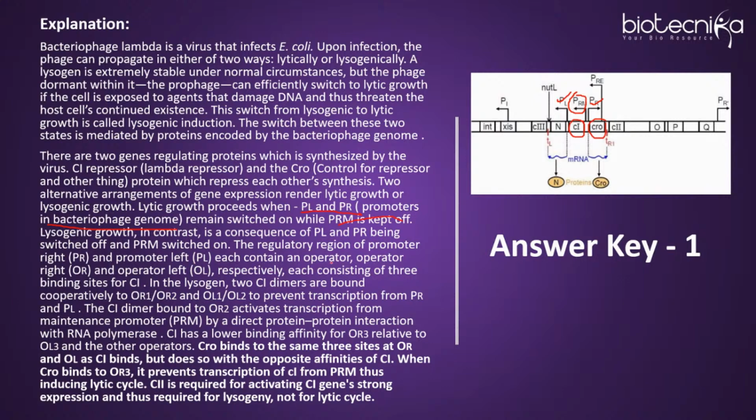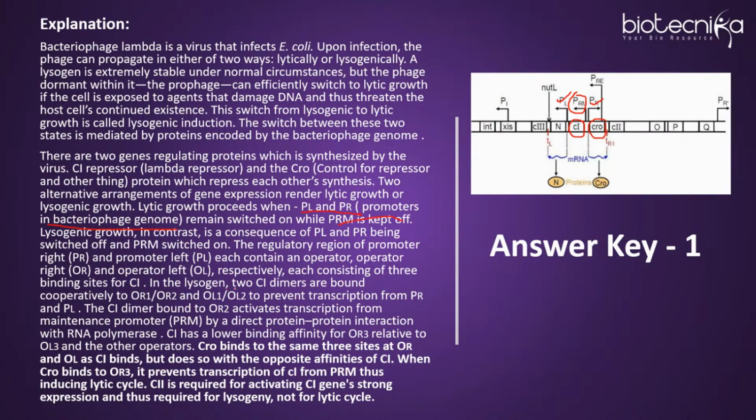The regulatory regions of promoter right, PR, and promoter left, PL, each contain an operator. So both contain an operator, the operator right and the operator left, each consisting of three binding sites for the C1 repressor. Both of these operators consist of three binding sites for this particular lambda repressor, right?